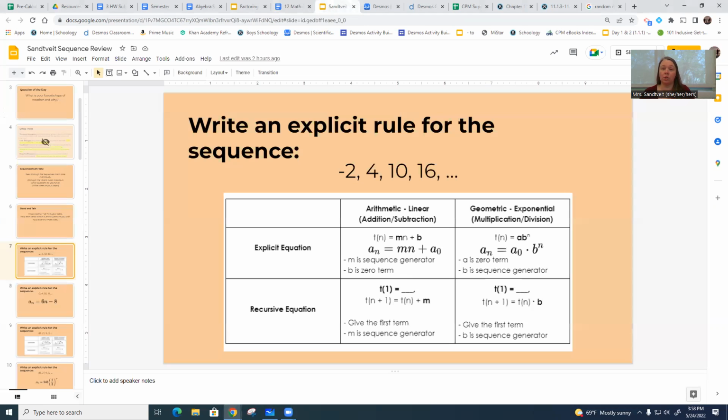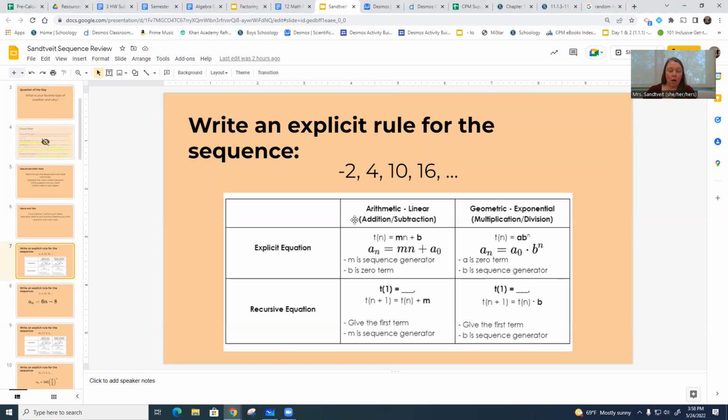All right, so now what we're going to do is look at some practice. And this is from the slides, this is slide 7. This right here actually pulled from my assessment resource page for algebra. This is what we've been doing in CPM algebra. But I have the formulas there, right? M is a sequence generator, B is term 0. You can write it either way. And then here, same thing.